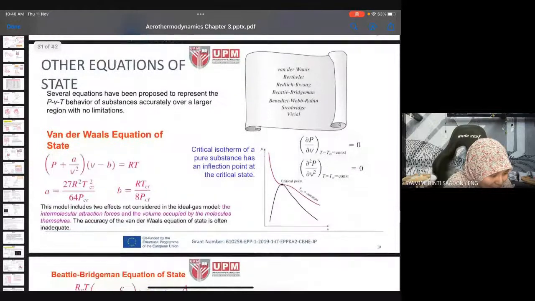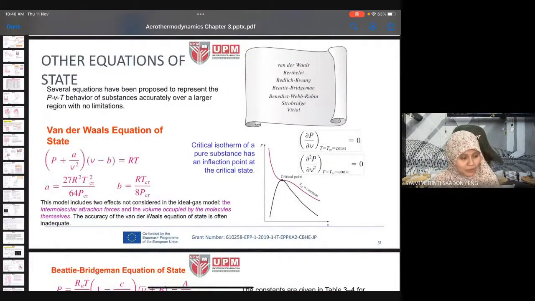Other equations of state. There also exist other equations of state that we call the van der Waals equation of state, and another one, Beattie-Bridgeman equation of state. There is also Benedict, Redlich, etc., which can be used also for the equation of state of gas.